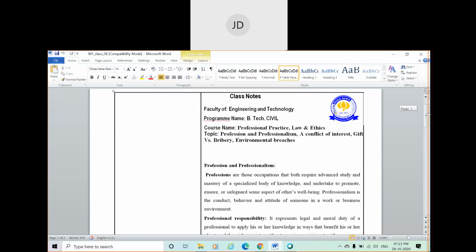Okay, so let's start. About profession, it is already known to you. What are professions? Professions are those occupations that require advanced study and mastery of a specialized body of knowledge, and undertake to promote, ensure, and safeguard some aspect of others' well-being. It is a very basic definition of profession. That means you have to utilize your knowledge and experience for the safeguard of others' well-being. You can consider the safeguard of the environment, right?